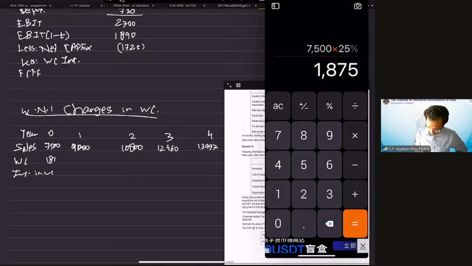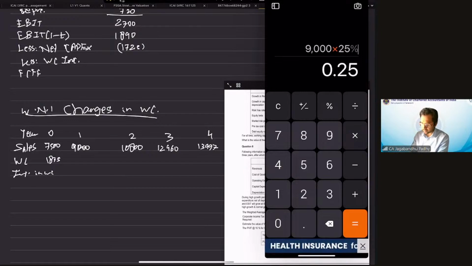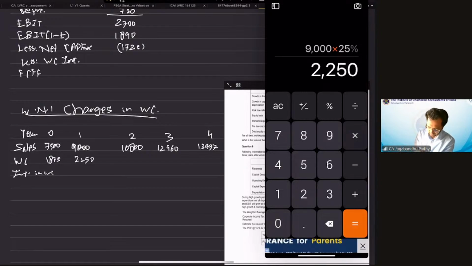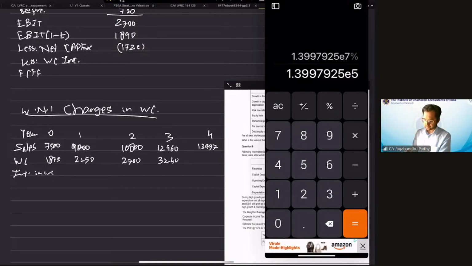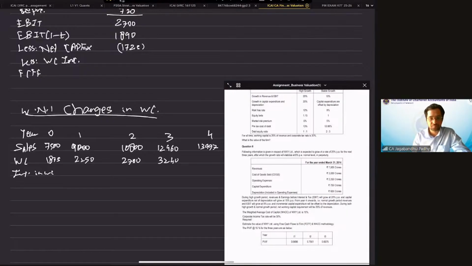Which is 1875. Working capital 1875. 9,000 into 25% is 2250. Then 10,800 into 25% is 2,700. Then 12,960 into 25% is 3,240. And then 13,997 into 25% works out to be 3,499.2.